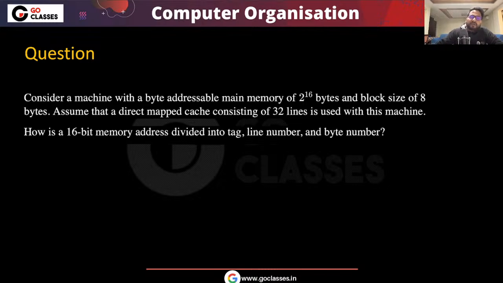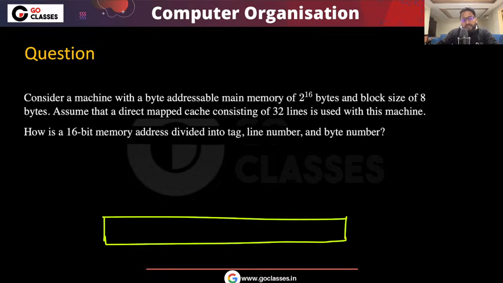So I think we can start with the questions. Let's solve 1-2 standard questions from some standard universities, and then we will go to the GATE PYQs also. So they are saying that main memory is 2 power 16 bytes, which means there are 16 bits in the physical address. The size is 16 bits.